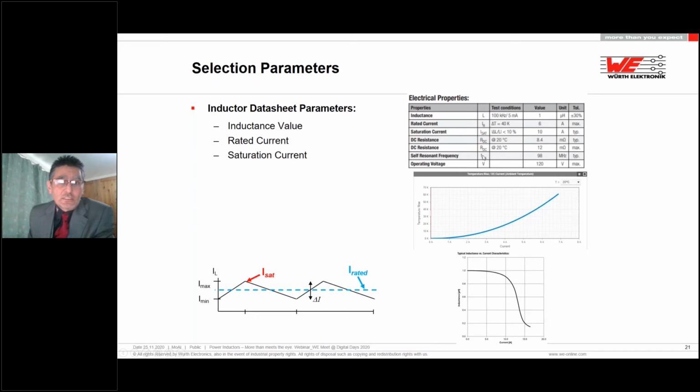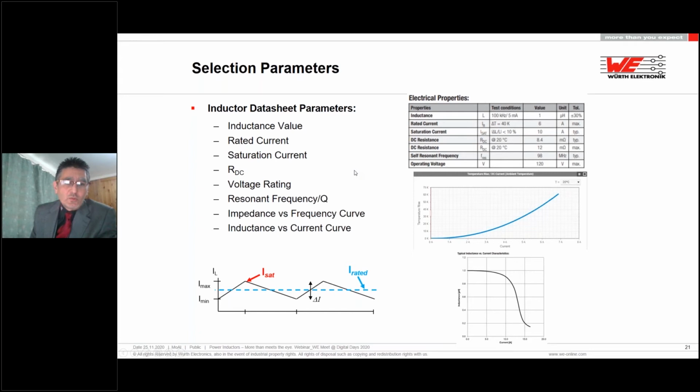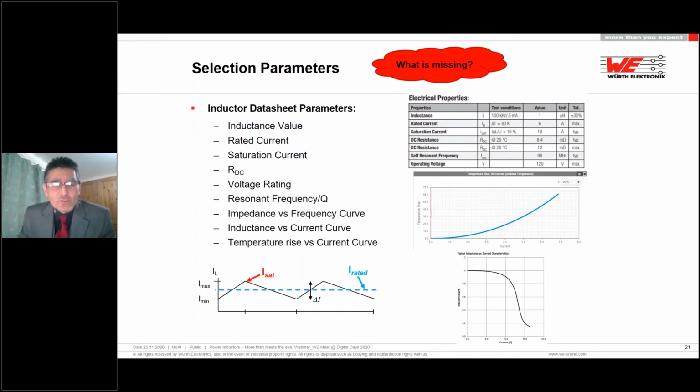Saturation current. Saturation current is the current that results in a certain drop in inductance value at that particular current. Could be 10%, it could be 20%, 30%. And we've got RDC, voltage rating, resonant frequency, a whole plethora of other key characteristics, curves and parameters that I think most people potentially know about or appreciate. They're very easy to use and make the selection based on. So what is missing? What is so special about what we're looking at today? What's different?